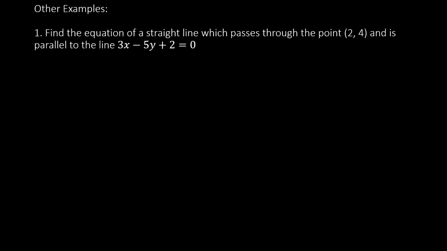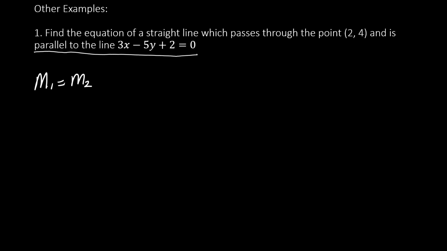This is the second example. Find the equation of a straight line which passes through the point 2, 4 and is parallel to the line 3x minus 5y plus 2 equals 0. Just like in the previous example, which was perpendicular to the line, here we have parallel to the line. From the condition of parallelism, if two lines are parallel, then the gradient of the first one must equal the gradient of the second one, which is m1 equal to m2.